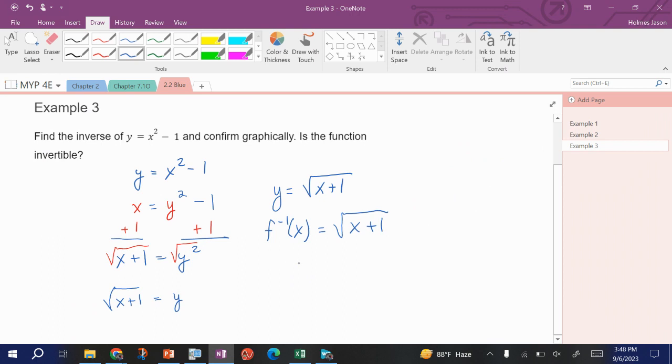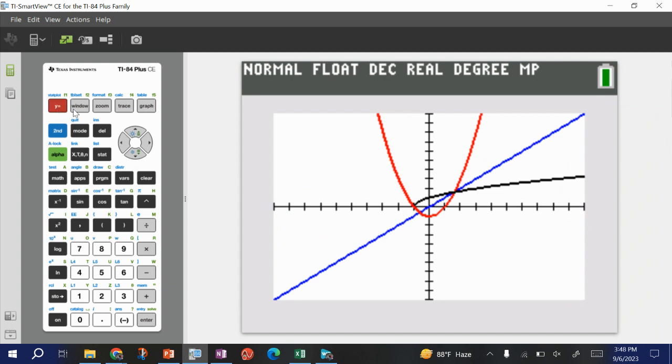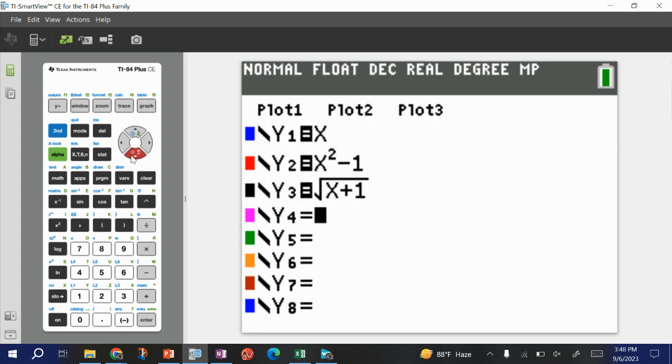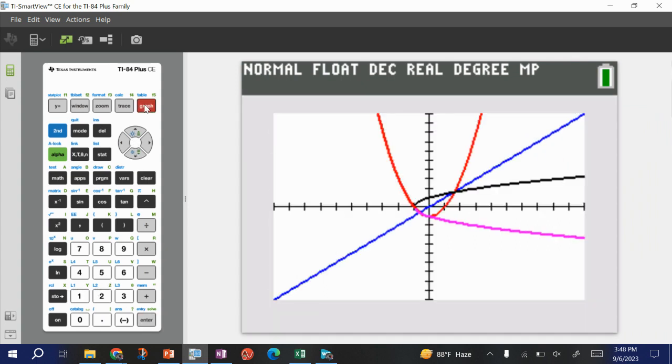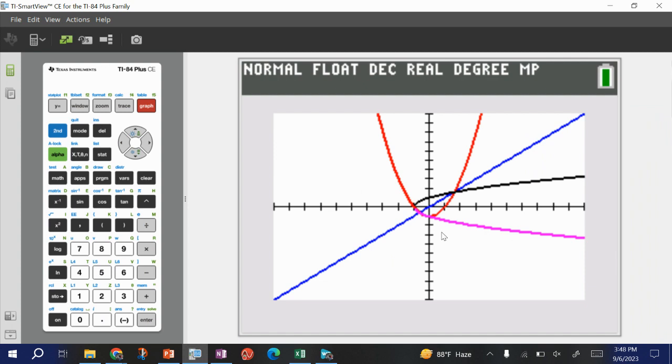When we take the square root of something, we actually get two values out. We get a positive and a negative square root of x plus 1. So if I come back to my calculator and put in a fourth function, the fourth function being negative square root of x plus 1, enter. If I graph this now, oh, look at that. We've got a purple part of the graph that just showed up, and my blue line splits right across, and I've got inverse stuff happening on either side of this, and so that's good.